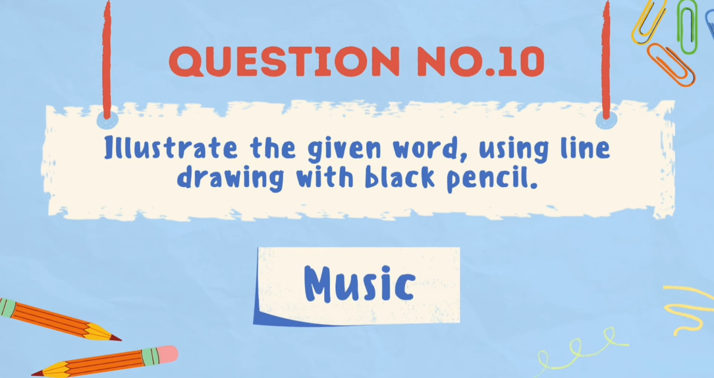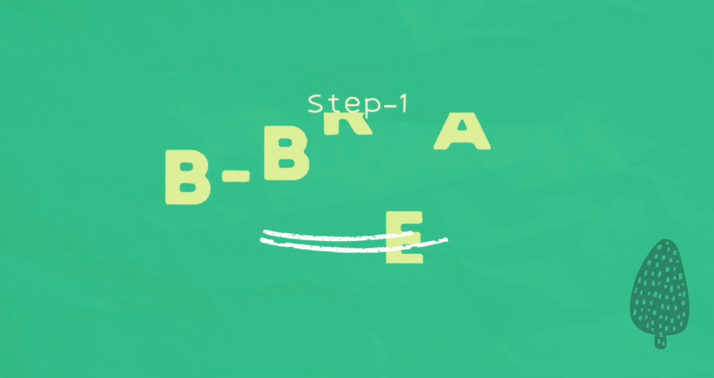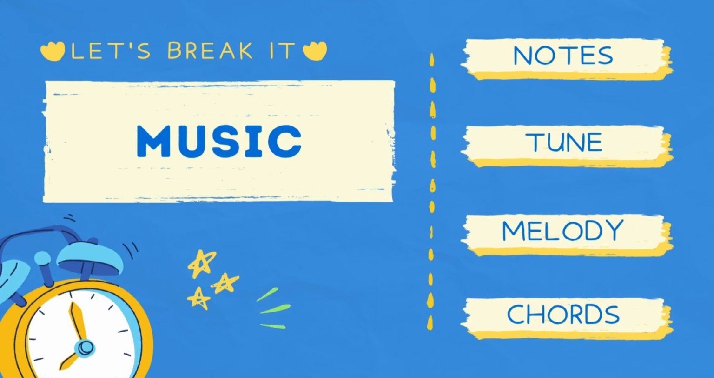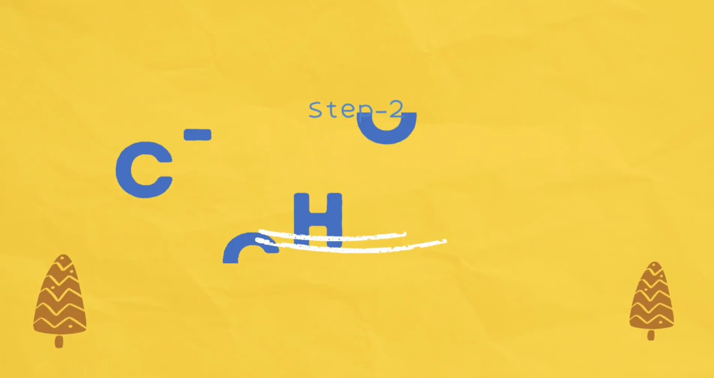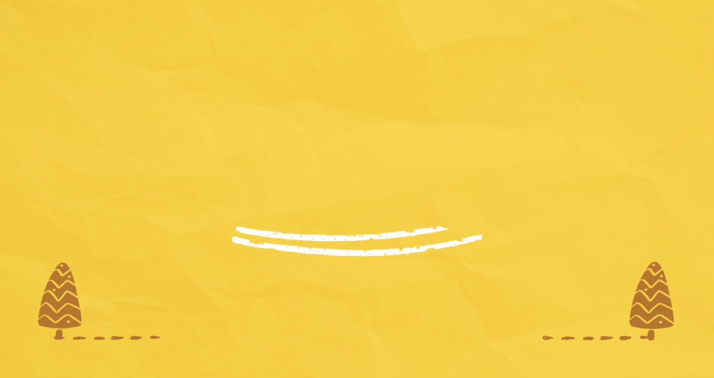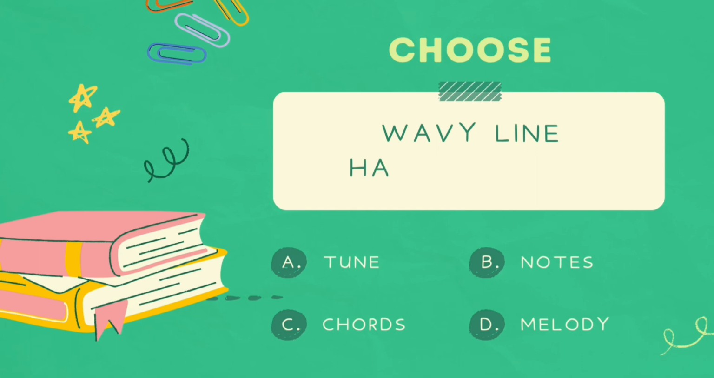Let's move on to our last question, music. If we break down our word music, we obtain several simpler words, that is notes, tune, melody and chords. If we relate these terms with physics, then it will be easy for us to derive the line type. So this word music, tone and note is something related to wavelength, right? So we will be using wavy lines. And to show harmony, we can use harmonic lines.